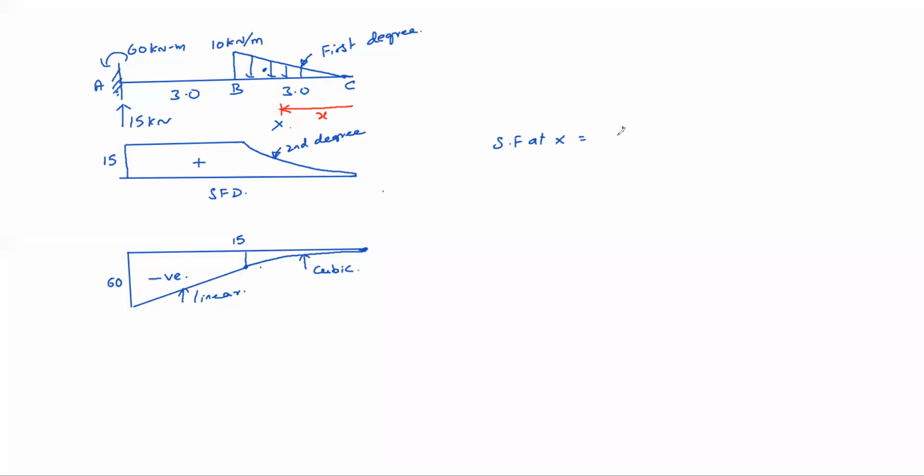So how much? Half into x into the height at a distance of x. What is the height? From similar triangles, x by 3 into 10. Is it okay? Yes, sir. 10x by 3. That is the net load. Okay, net load to the right of the section, half into x into 10x by 3, that equal to 5x square by 3. That is a shear force. It is second degree curve. Okay, second degree, 5x square by 3.